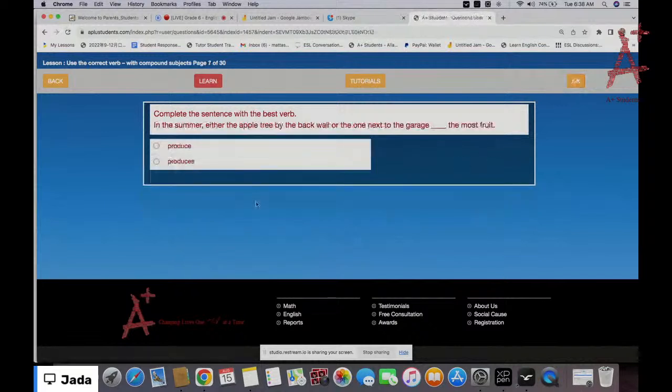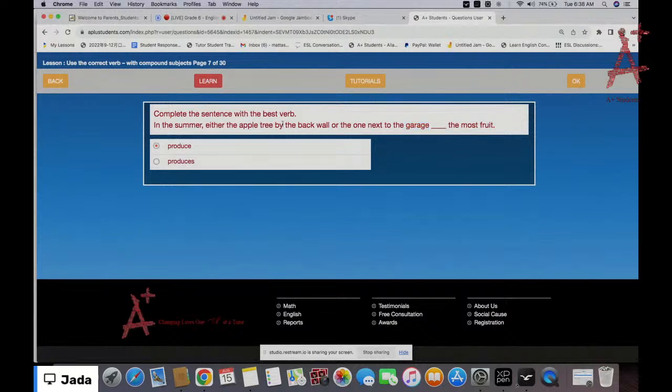In the summer, either the apple tree by the back wall or the one next to the garage produces the most fruit. This has or in the compound subject. So this is the or here. All you need to do now is find out what is the best verb. So now you check the one beside garage. Is this singular or plural? Is it going to be produce or produces? Let's click one of the answers.